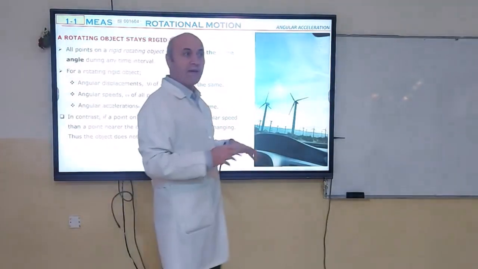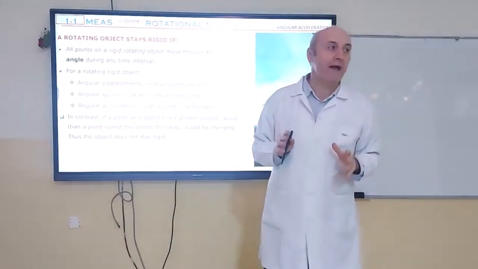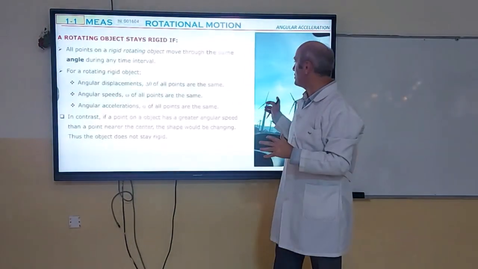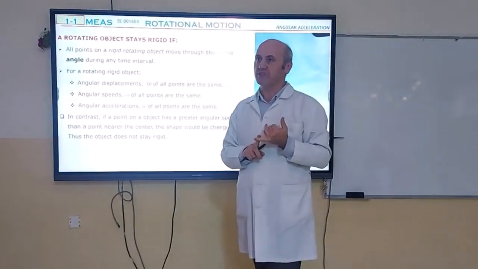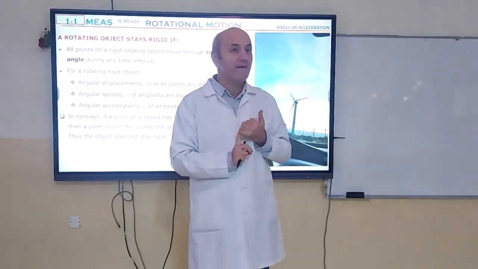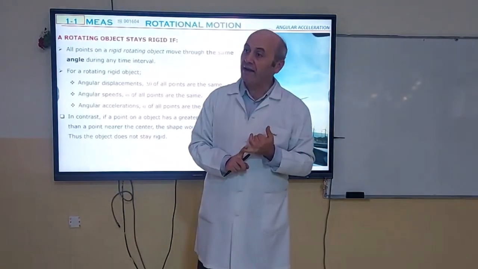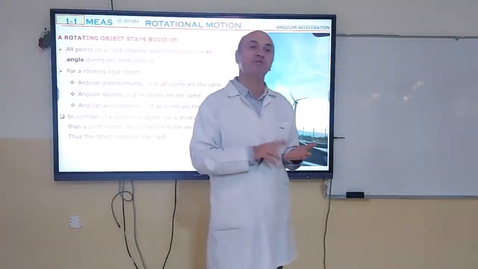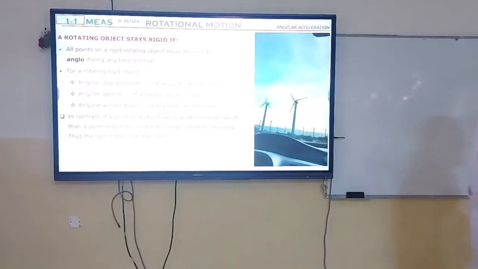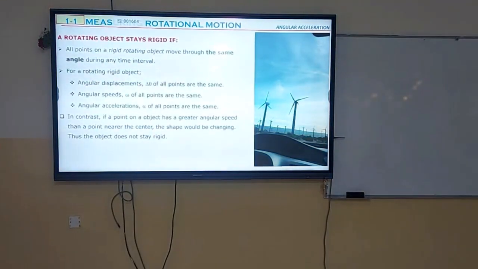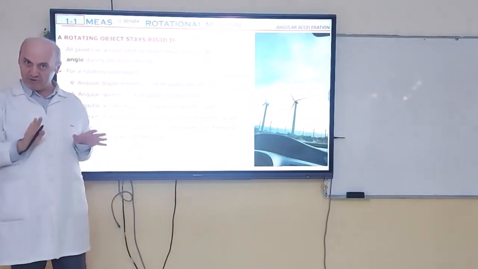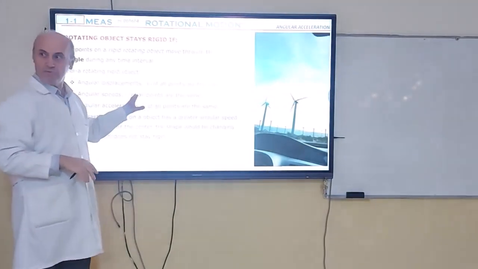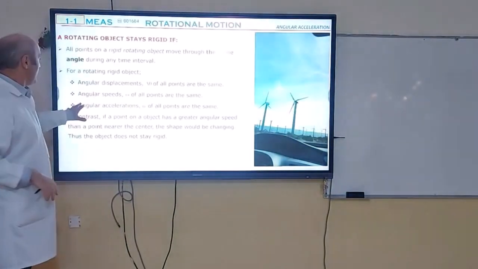as this object is rotating, every single part, any single point on this rotating object will turn the same angle. We have angular displacement that's going to be the same for every single point. And angular acceleration is going to be the same for every single point. And angular speed is going to be the same for every single point for a rigid rotating object. We stop it here. Then from this point on, we will continue section 2.